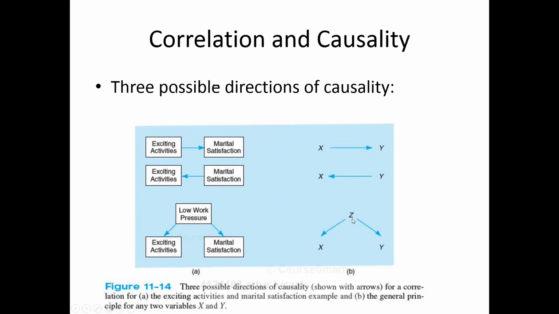So what I'm trying to say is that just looking at these two numbers, satisfaction from marriage and exciting activities, will not tell us what is causing what. It has to be some additional changes to the experimental design to tease out what is causing what.